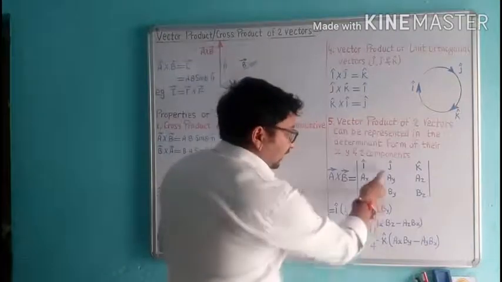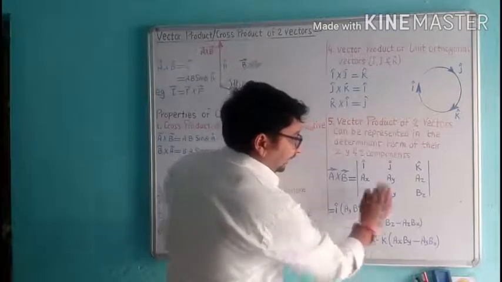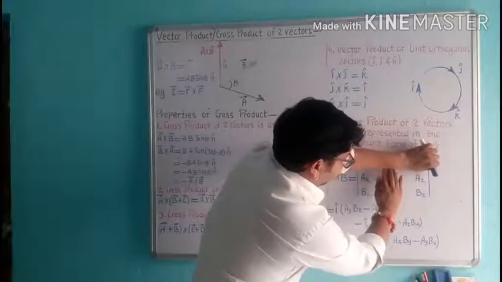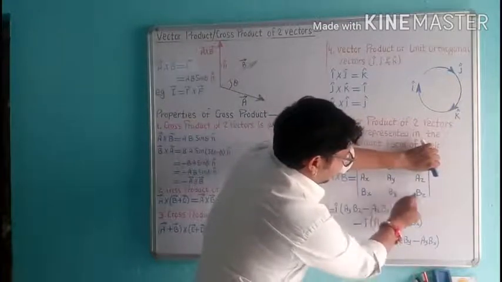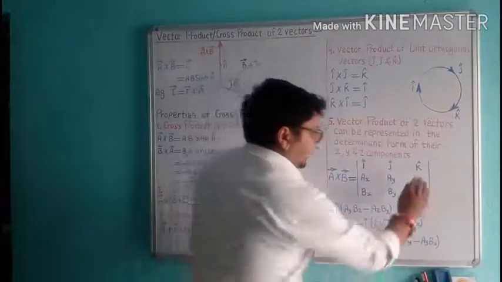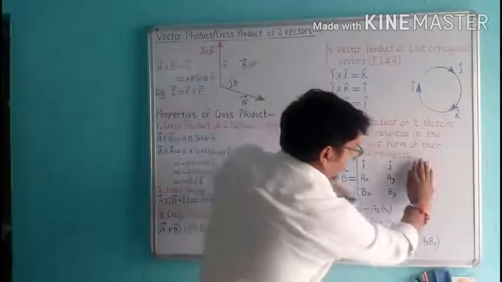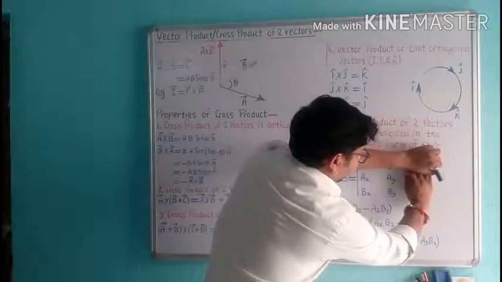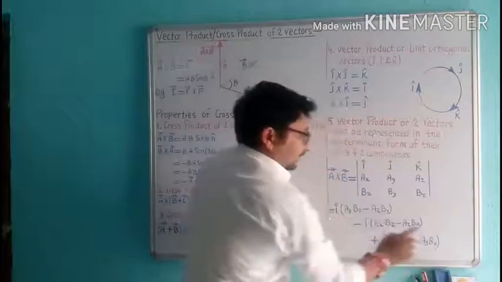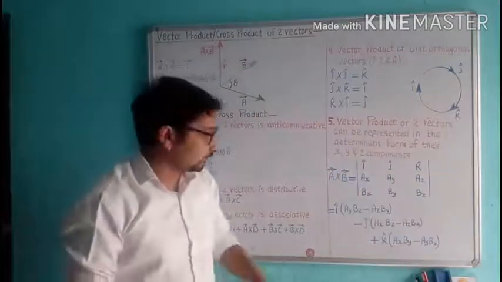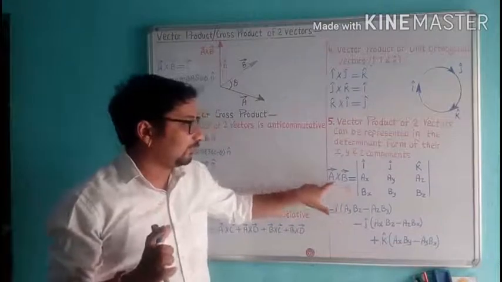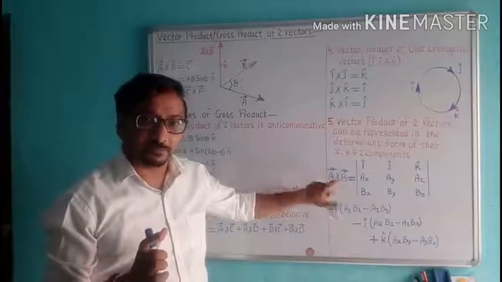Then write minus J cap and hide J cap's row and column horizontally and vertically. Then write AX BZ minus AZ BX. Then plus K cap, hide K cap's row and column. Then write AX BY minus AY BX. In this way you can solve the determinant of vector A cross vector B.